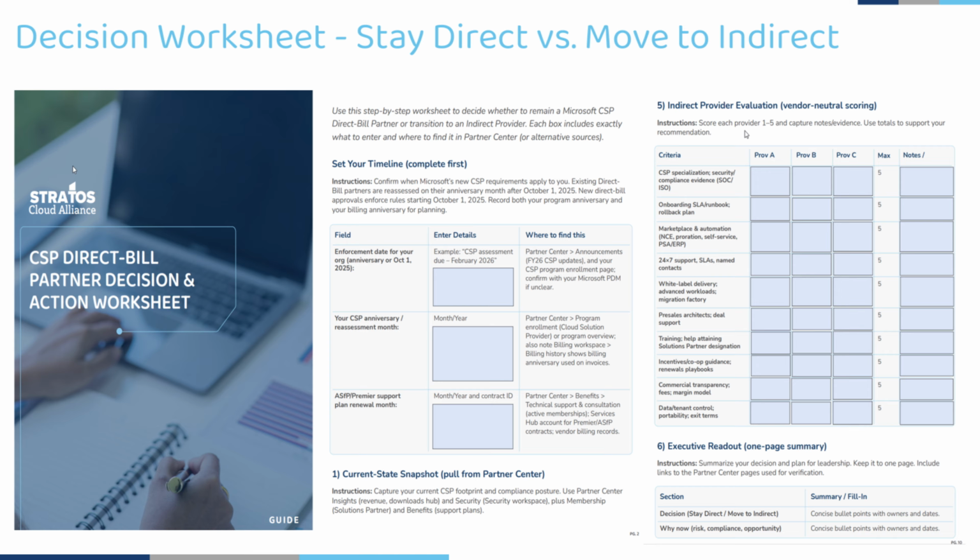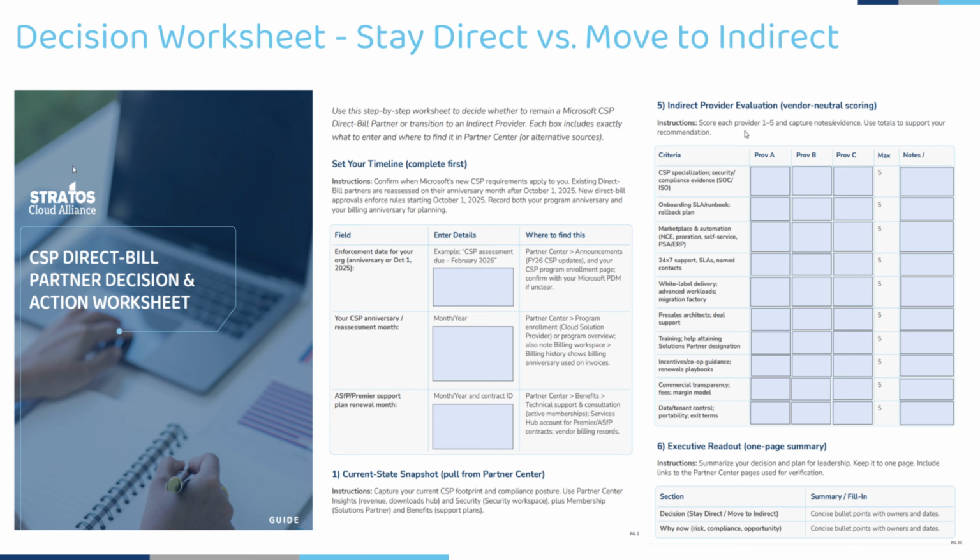It gives directions on how to evaluate whether you're going to meet the requirements to maintain your direct bill status. And if you're not going to meet that status and need to move to indirect, what's the process you need to go through, as Eric laid out? What's the time frame you should start in? How do you walk through it? How do you evaluate which indirect provider you should work with?